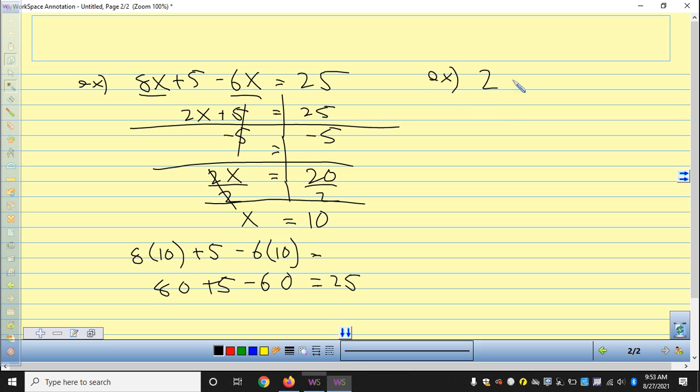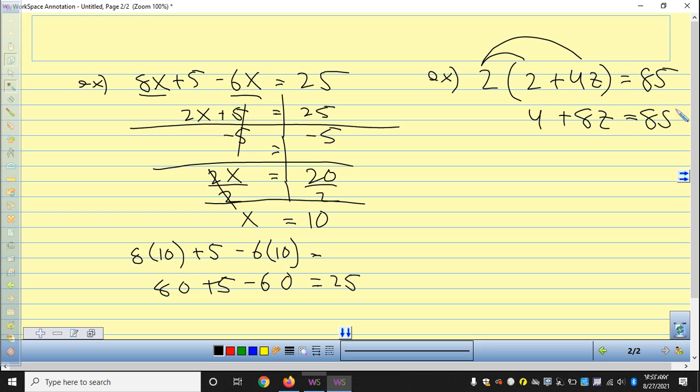2 times 2 plus 4z equals 85. And we are trying to get z by itself here. That's the thing that we don't know. Well, we have these parentheses. So what could we do here? We can distribute. I'm going to distribute that 2 into the parentheses, and I get 4 plus 8z equals 85.